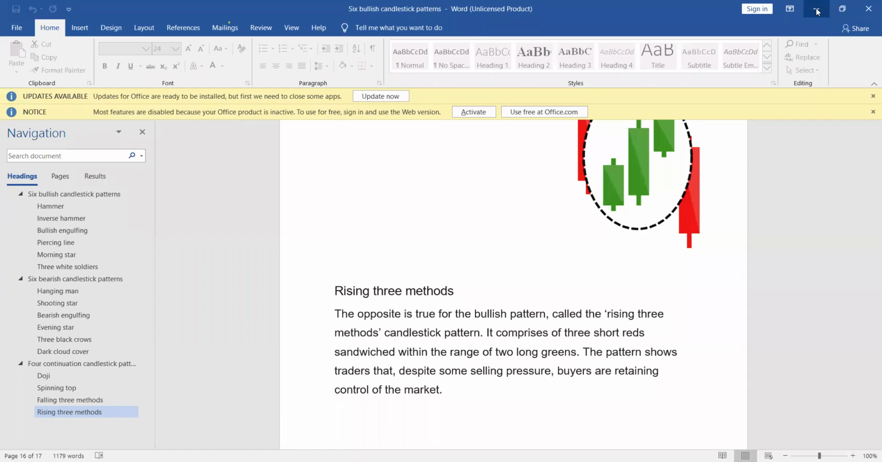I want to look if I can find a harami here. So I'm seeing a bullish harami. Check right here. This is a pattern. You see, it's bearish, then bullish. Now, this is not bullish engulfing.